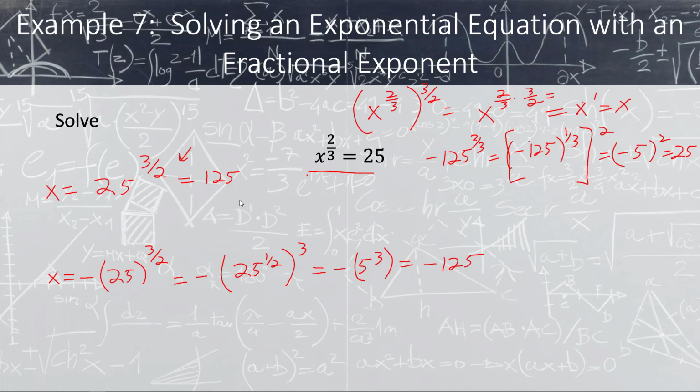So for this one, we can basically isolate x by raising this to the reciprocal power. However, if the denominator happens to be even, like this one is right here, then we need to consider both positive and negative values.